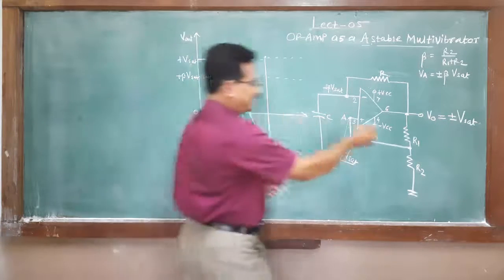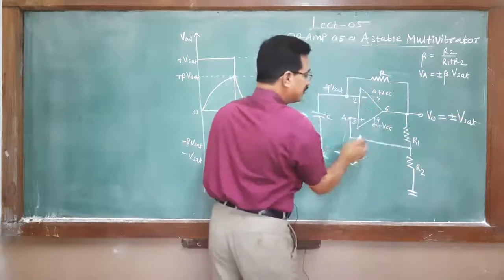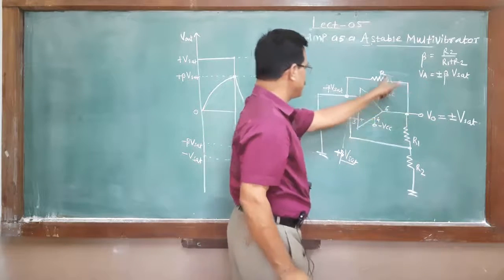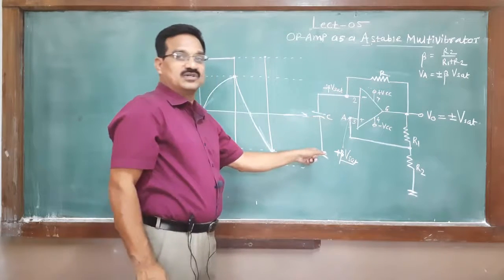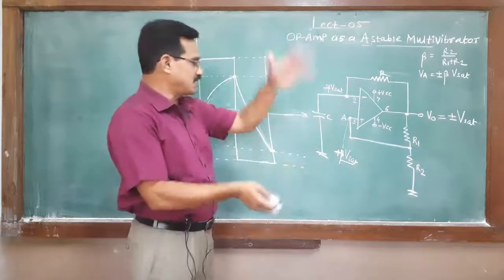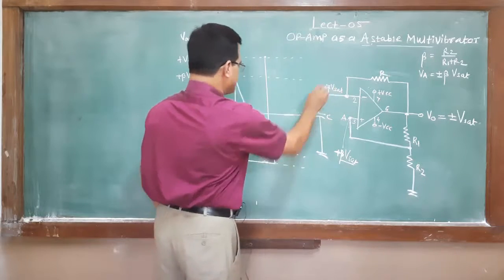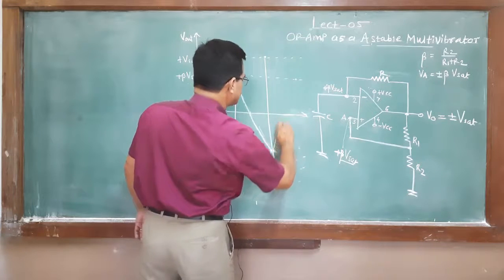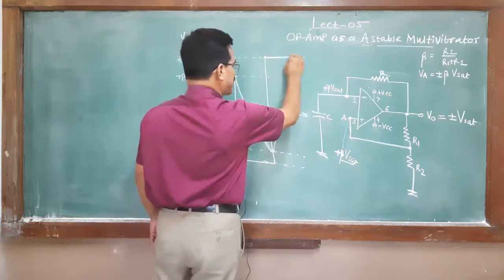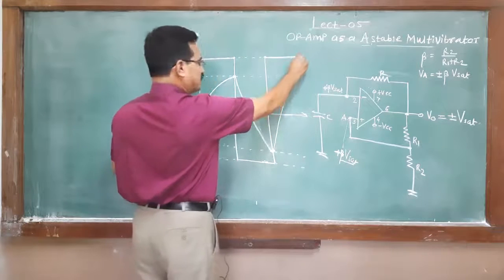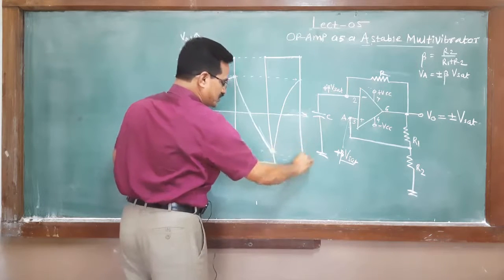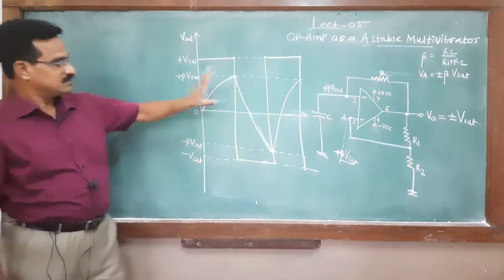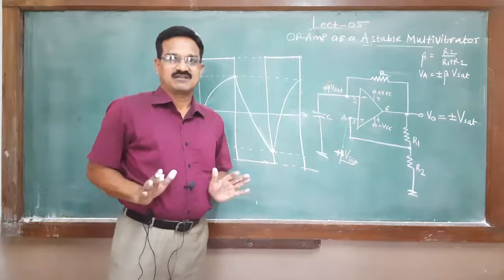At that time, again here is the positive potential, means output is positive. Due to this positive, the capacitor starts to charge, and the voltage across the capacitor increases. And when this voltage is equal to this, again it changes its state, positive to negative. In this way, this astable multivibrator works.